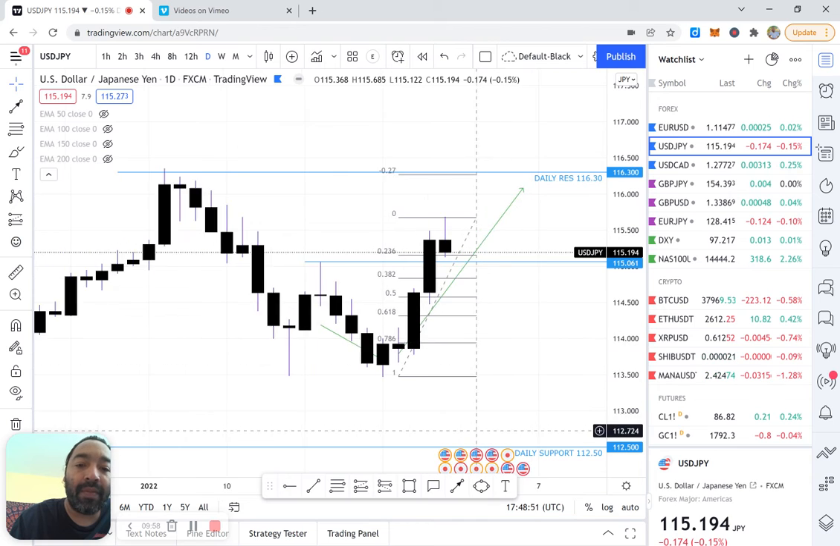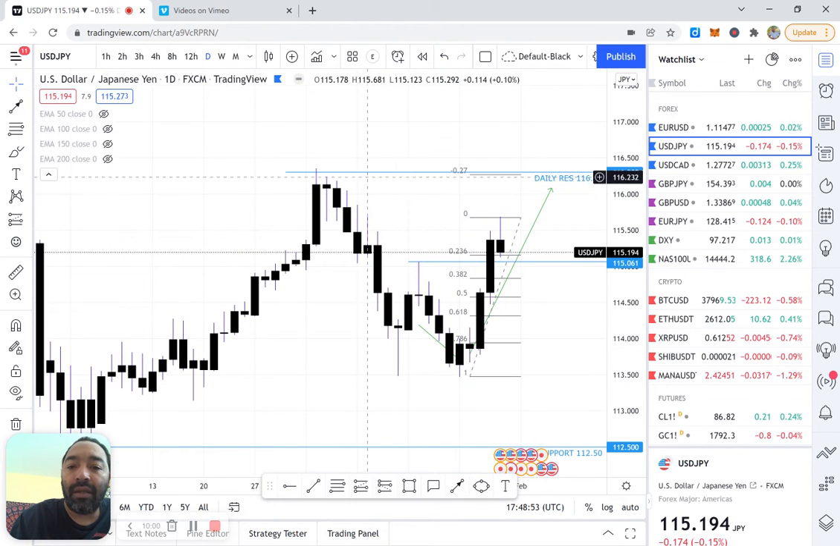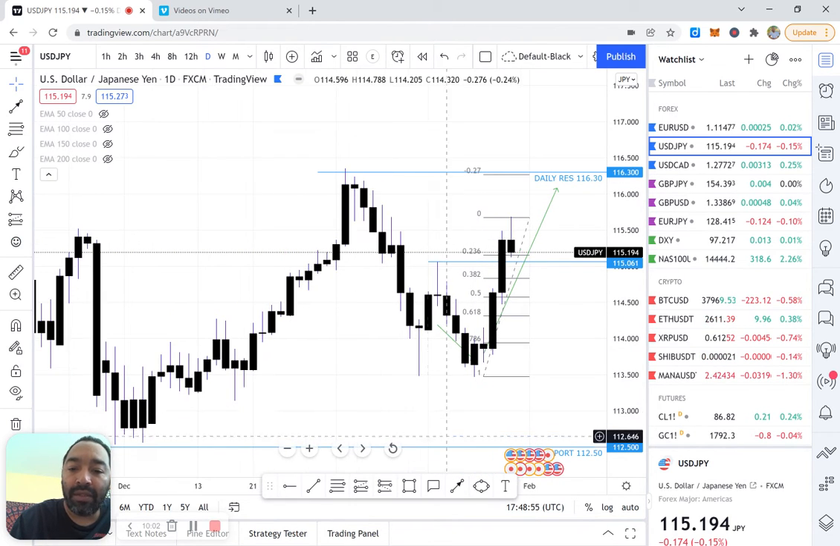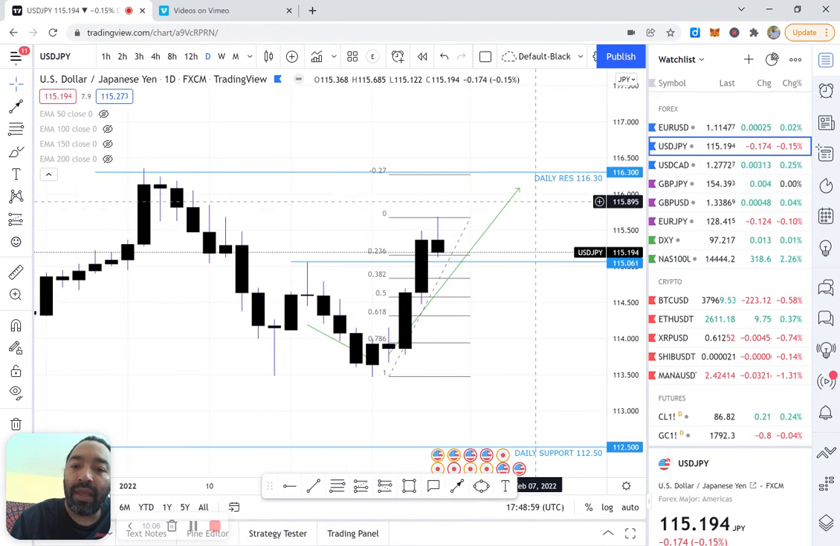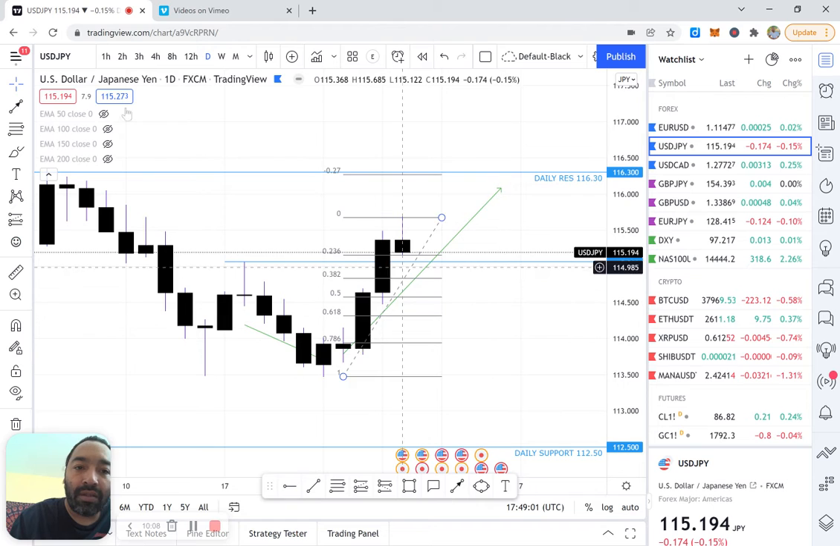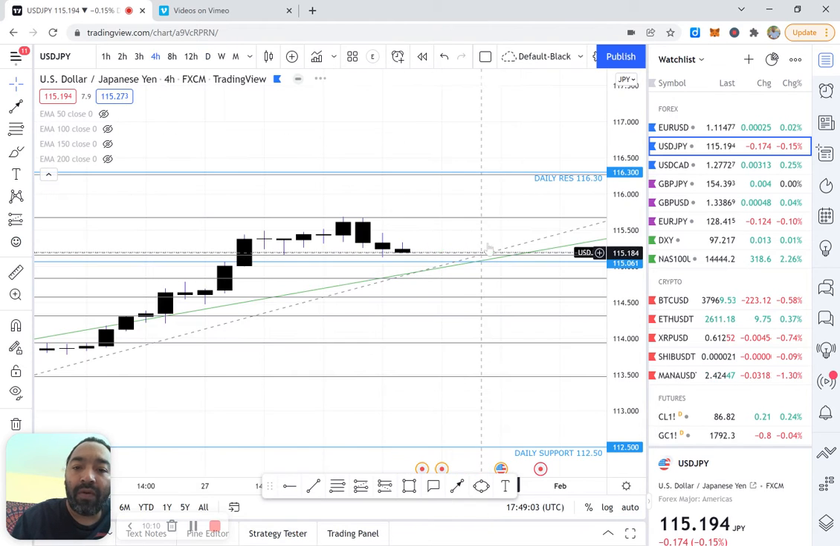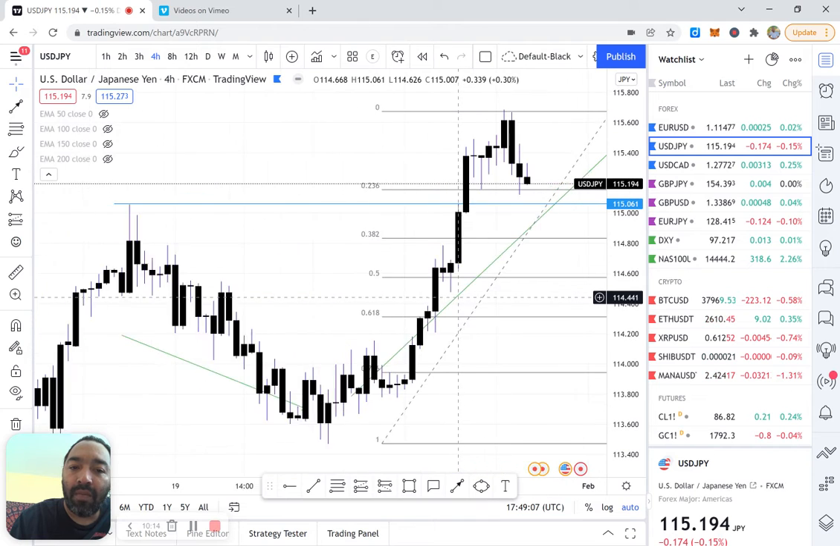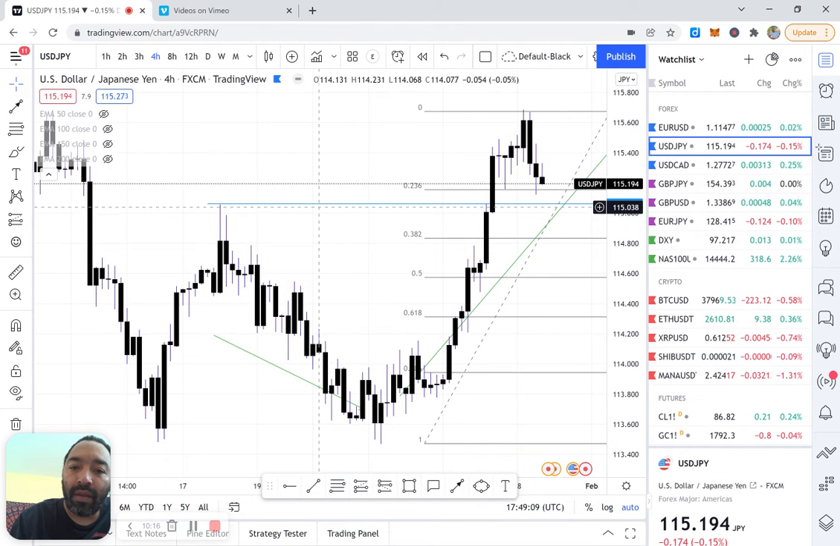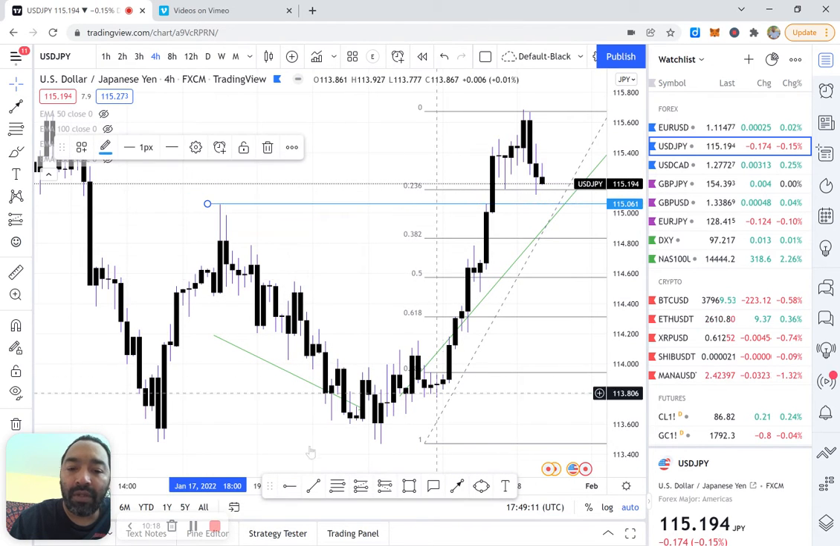Daily support is still the same. That hasn't changed. It hasn't come down to this support level, and it hasn't come back and touched this. So let's go back to the 4 hour. We'll fix this. I can take this out. This was just me measuring during the week.